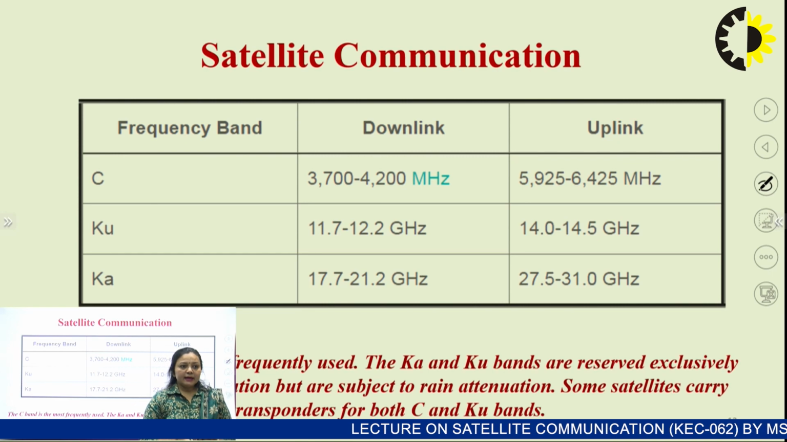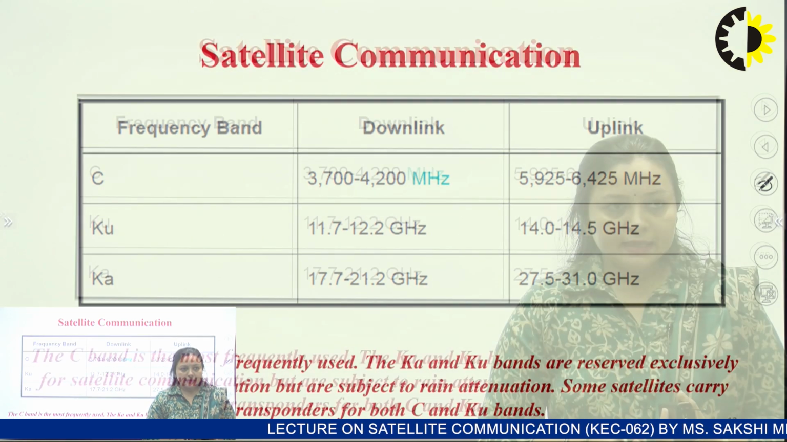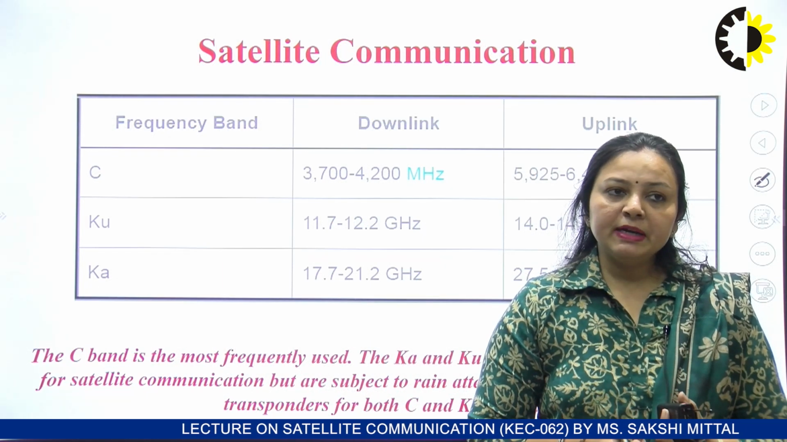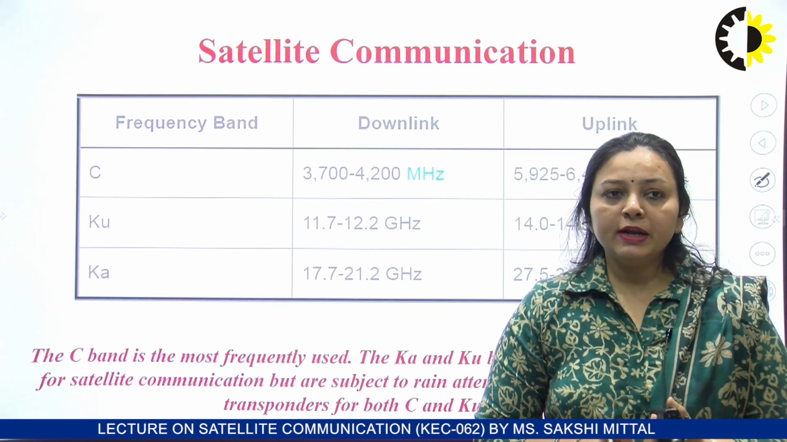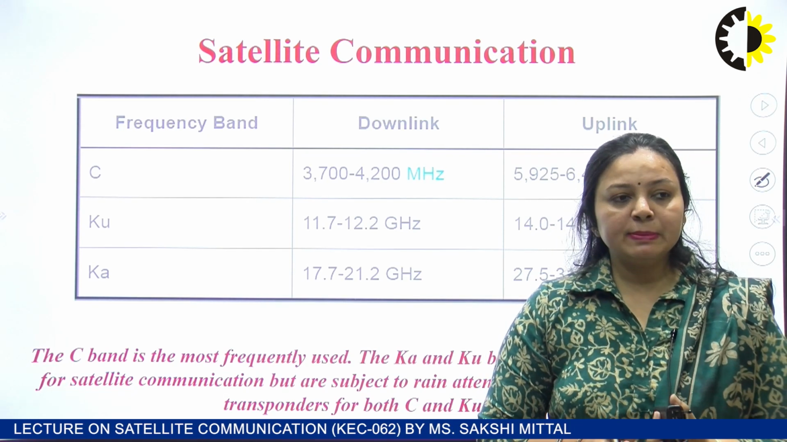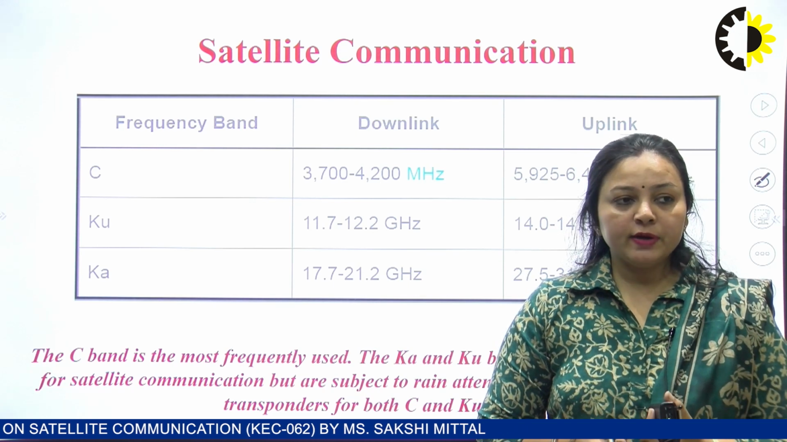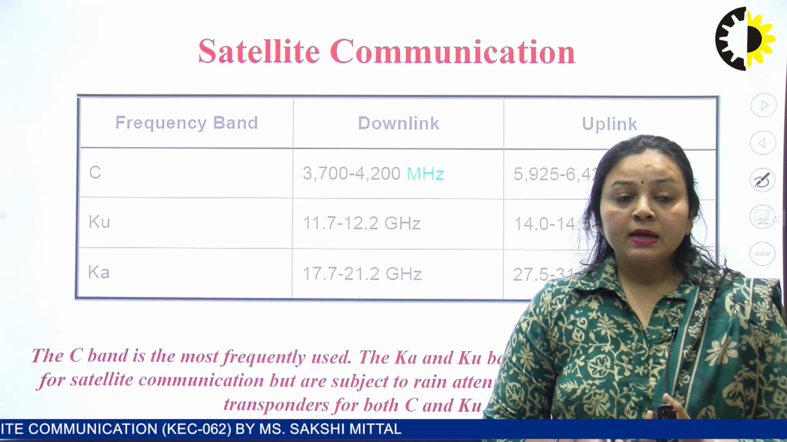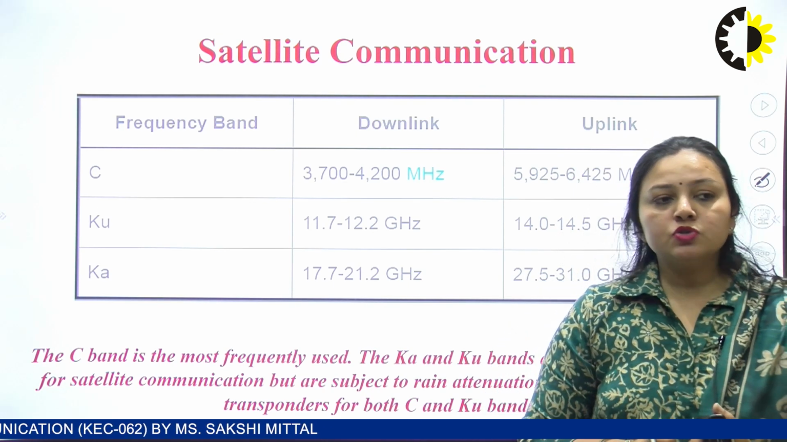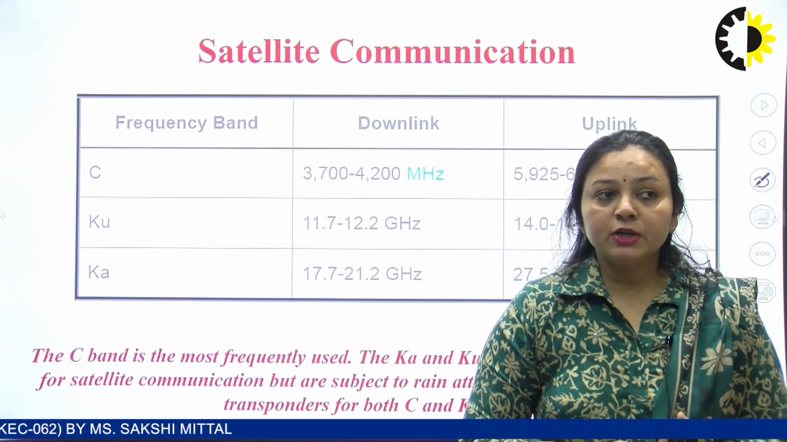So, these are the bands that we can use, the C, Ku and Ka bands. Approximately 4 gigahertz downlink and 6 gigahertz uplink for the C band. It is actually the most frequently used band, and the Ka and Ku bands are also used for satellite communication, but they are subject to rain attenuation.